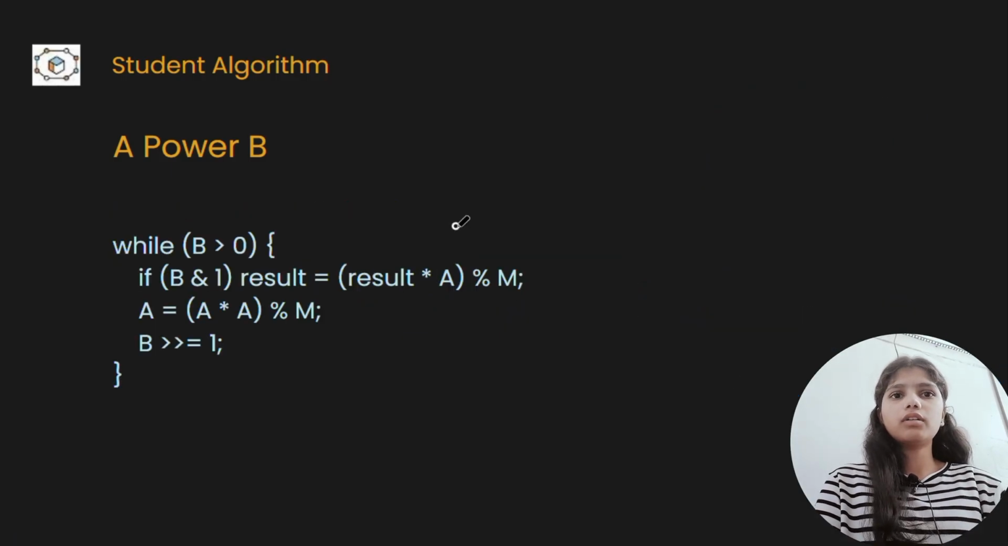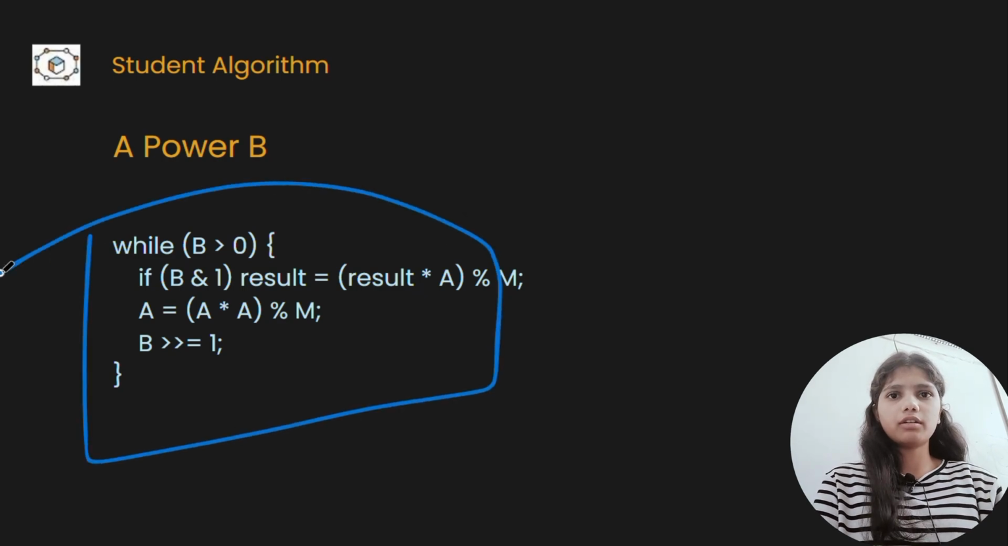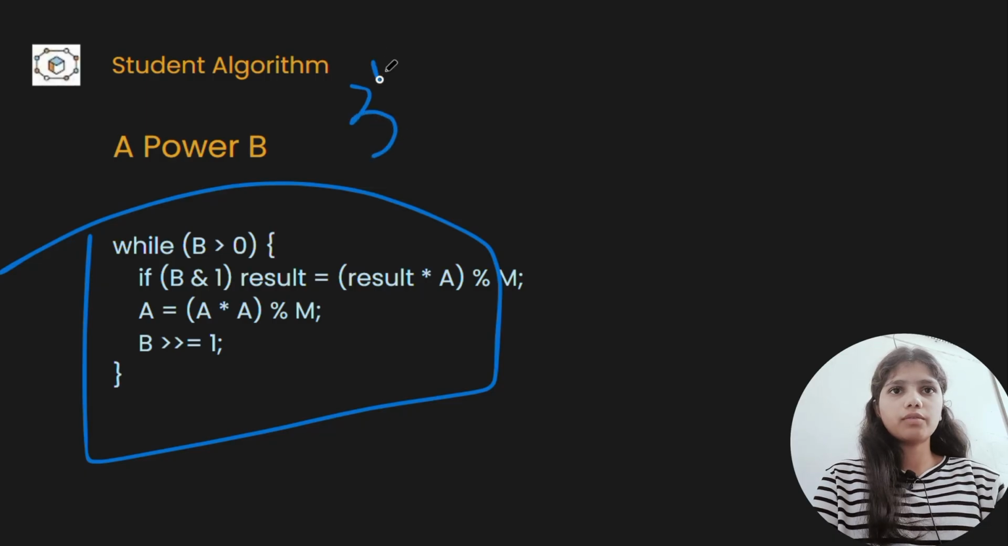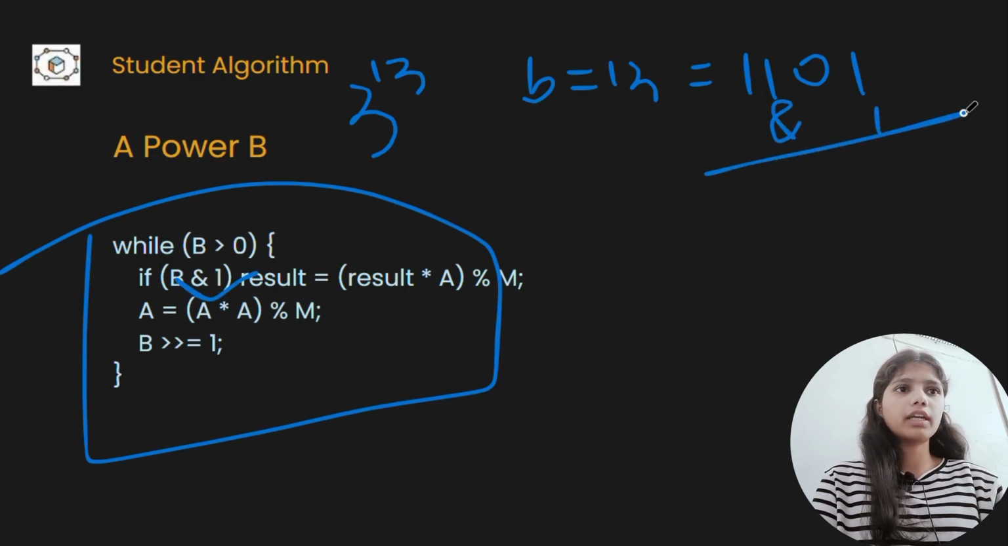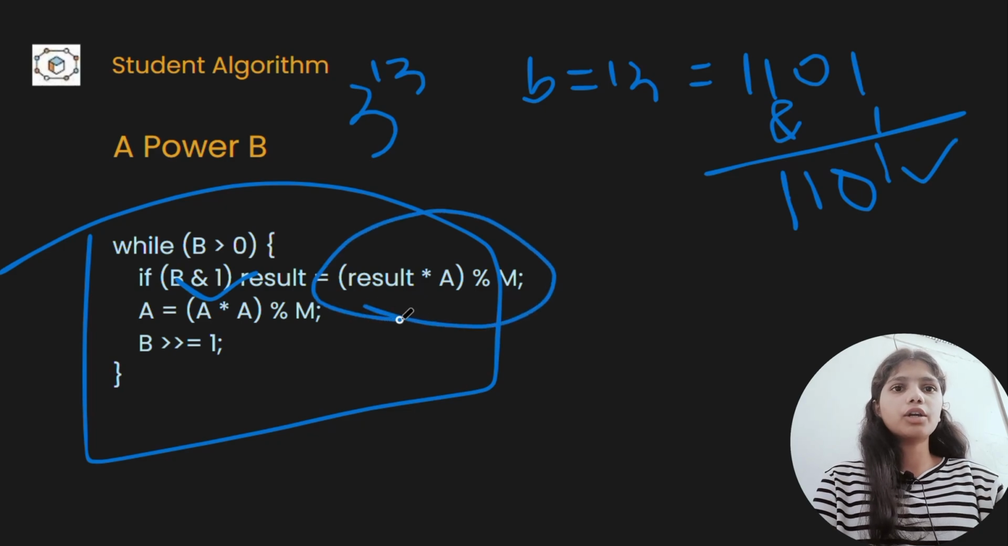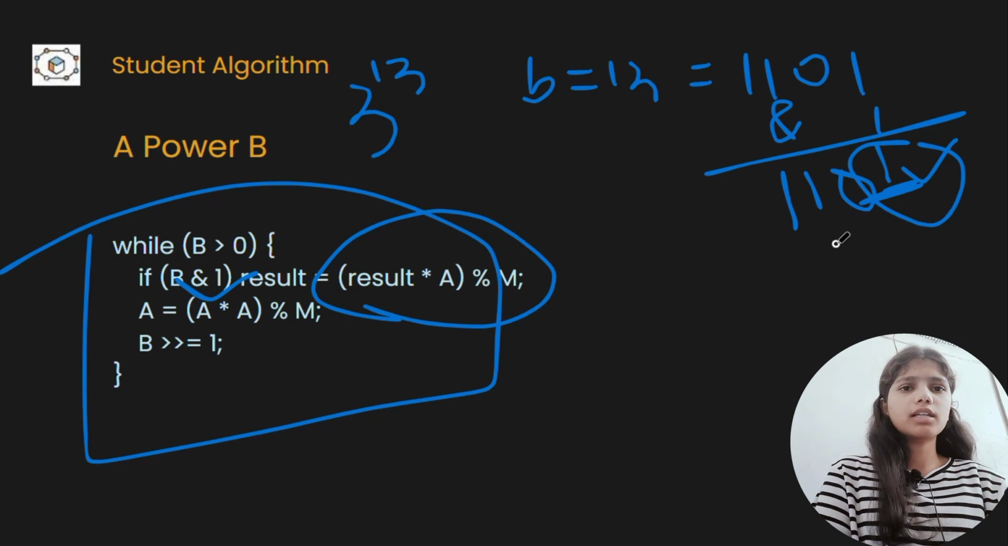So how are we going to do that? This is the main thing over here, so I'll be explaining the approach. We got 3 power 13 over here, where b is equal to 13. The binary representation of 13 is 1101, right? So first we need to do the AND operation with 1. So 1101 AND 1 gives 1. It is not equal to 0, right? If it is not equal to 0, what am I supposed to do? I am supposed to multiply the result into A. So result is equal to result into A mod n, right?